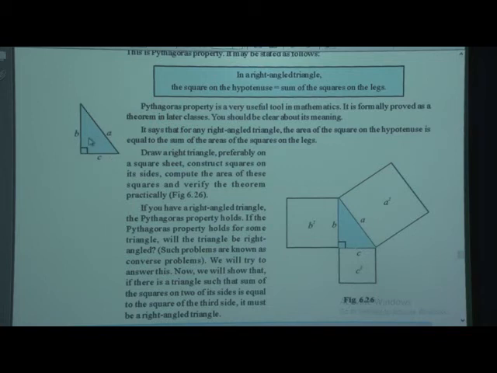Areas of a square of the legs: the square of this is B square, this is C square, is equal to the area of the square on the hypotenuse. So draw a right angle triangle, preferably on a square sheet. You should draw the right angle very properly, and on a sheet of paper construct the squares on each side.